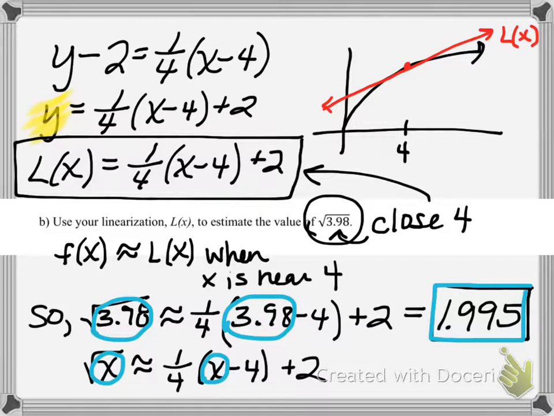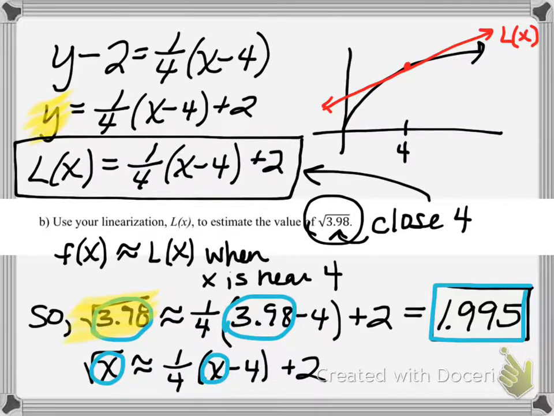1.995. Now pause here for a second, get out your calculator, and actually type in the square root of 3.98 and see how close our answer is. If you actually type in the square root of 3.98, you'll see that the value on your calculator is 1.99499, which is pretty close to the value that we came up with, which is 1.995. So our estimate is a pretty good estimate.